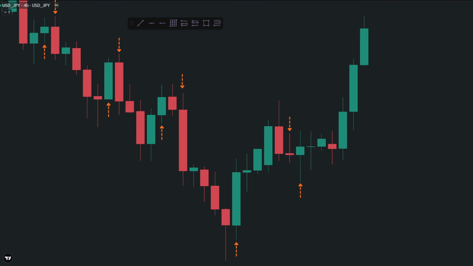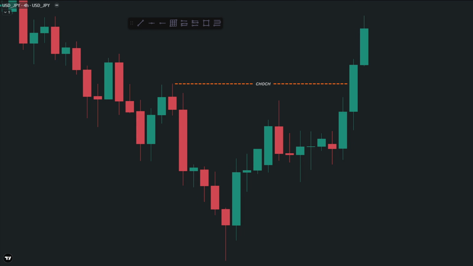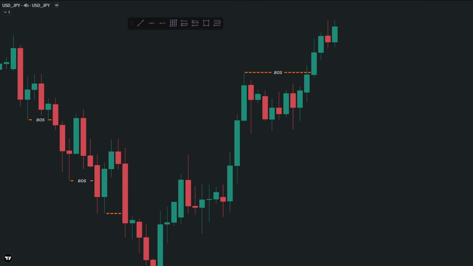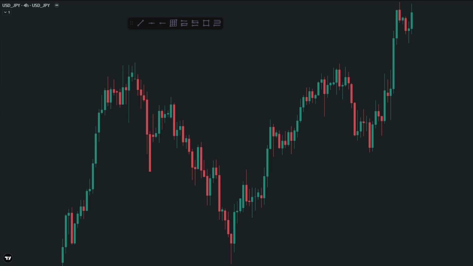Key takeaways. Pullbacks mark where price reacts. Highs and lows are formed from pullbacks. Change of character signals the first sign of reversal. Break of structure confirms the trend. By following this method, you can systematically identify the market trend and spot order blocks in smart money concepts.